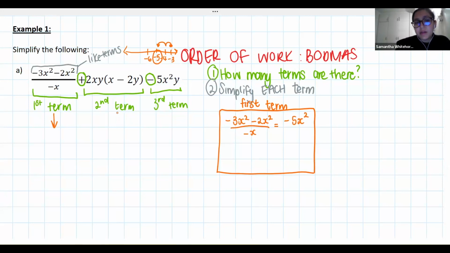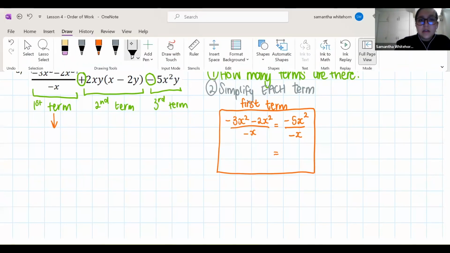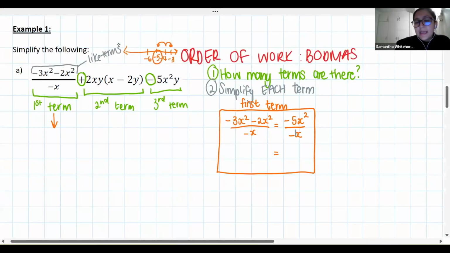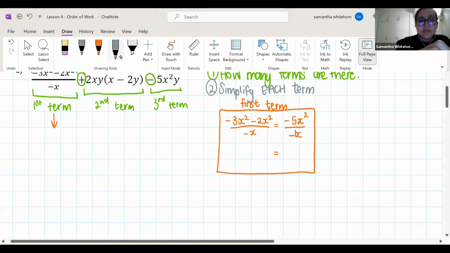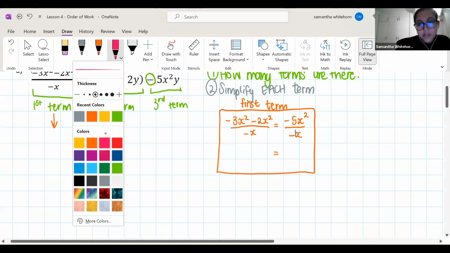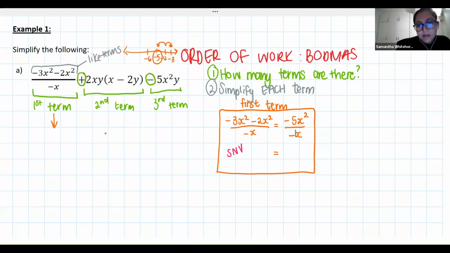So I simplified my numerator divided by negative x. Now I can still simplify that further because remember, in front of that x, I've got that invisible 1. And we know how to divide fractions, hopefully. If we struggle, remember SNV: signs, numbers, variables.